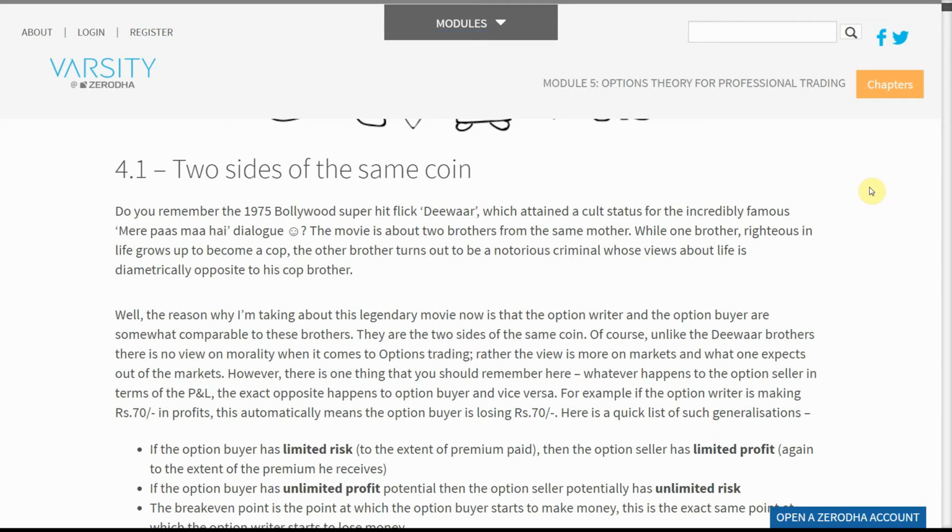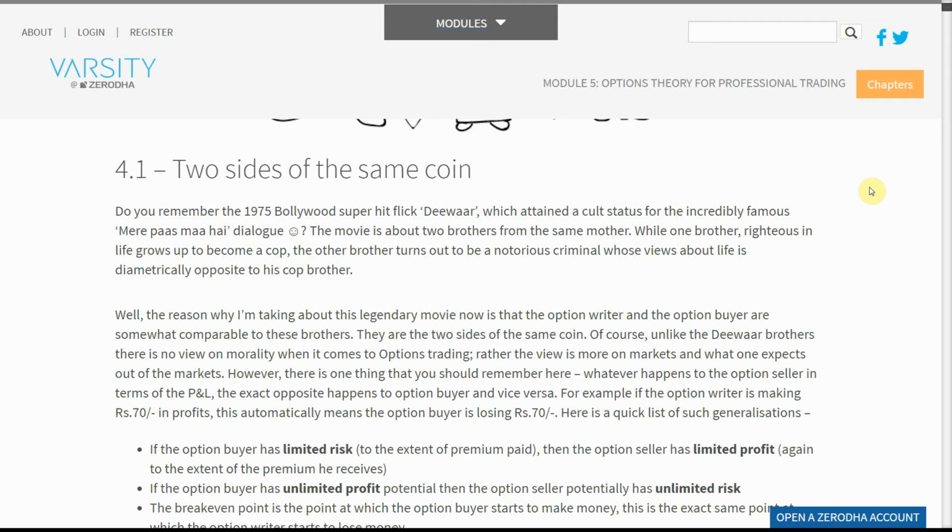However, there is one thing that you should remember here: whatever happens to the option seller in terms of the P&L, the exact opposite happens to the option buyer and vice versa. For example, if the option writer is making 70 rupees per share in profits, this automatically means the option buyer is losing 70 rupees per share. Here is a quick list of such generalizations. If the option buyer has limited risk to the extent of premium paid, then the option seller has limited profit, again to the extent of the premium he receives.